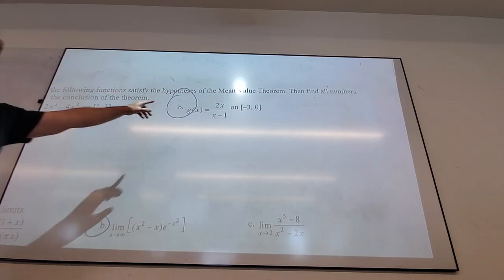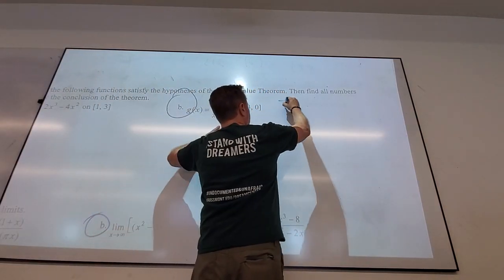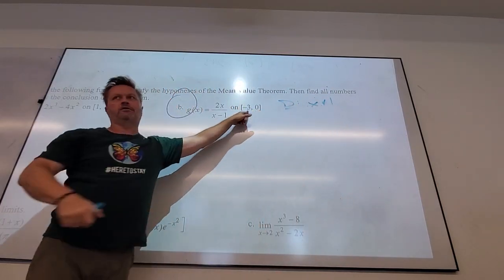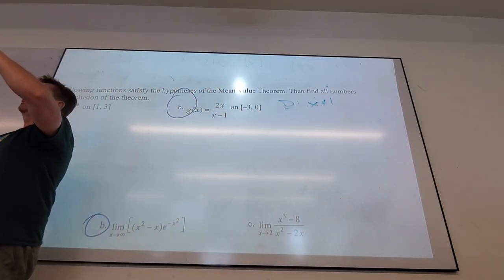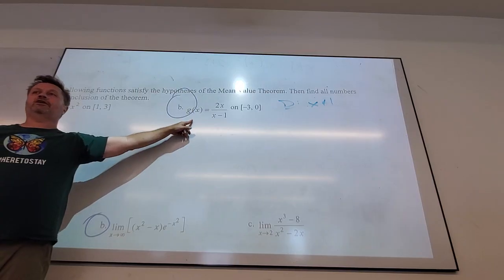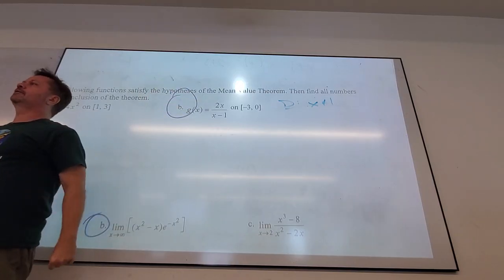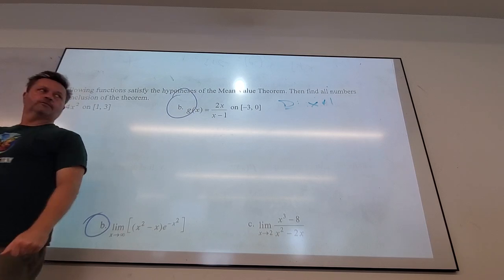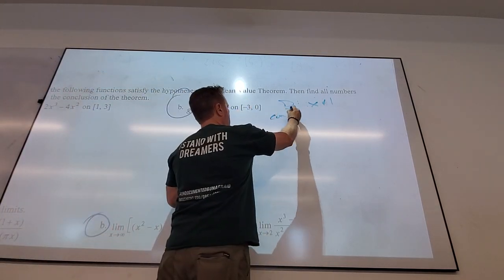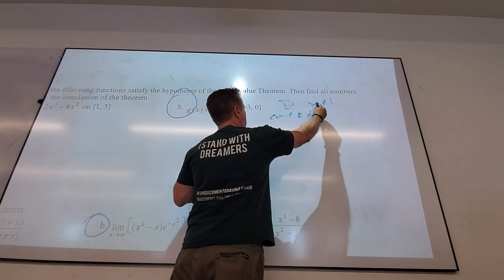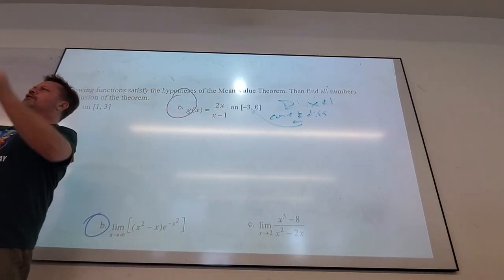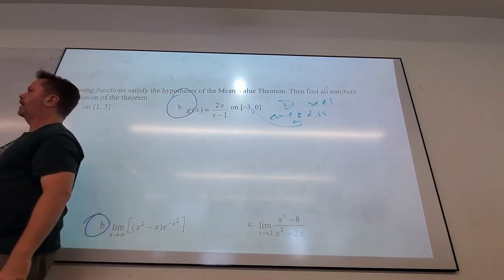What is not in this guy's domain? So x can't be 1. Does this interval include 1? No. So is this continuous and differentiable on the interval? There. Okay, so this is continuous and differentiable on blah, blah. And the differentiable would be an open set, but I'm not going to get that big.